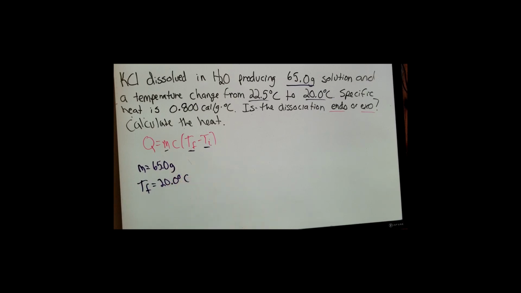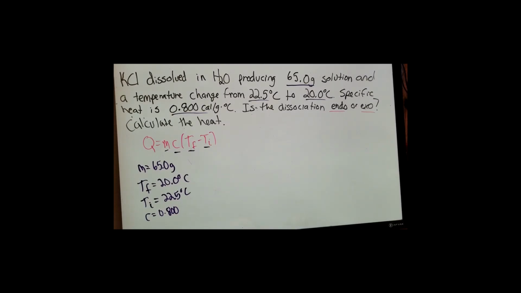All right. TF is 20, that's where the temperature is ending. TI is 22.5. Okay, so the last variable that we need to solve for heat is this C value, the specific heat, and that is given to us as 0.800. I'm going to leave off the units.